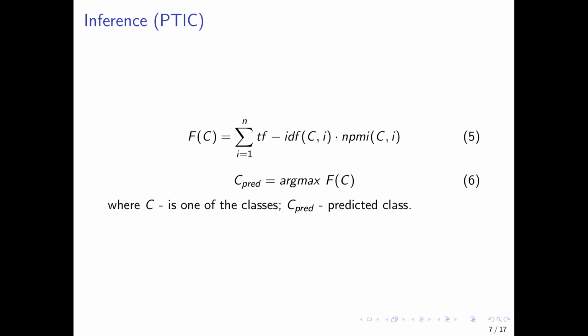In order to make an inference about a new document, we divide the document into sentences, tokenize these sentences, then we remove frequent English words and punctuation, and after that we calculate for each class a function f at the point of this class, which is a sum of TF-IDF times normalized PMI for each word in the document. Then we make an inference simply by choosing the class based on the highest value of the function f.